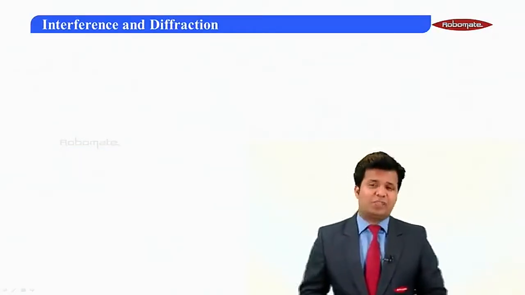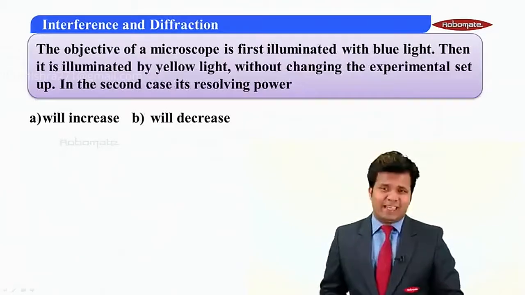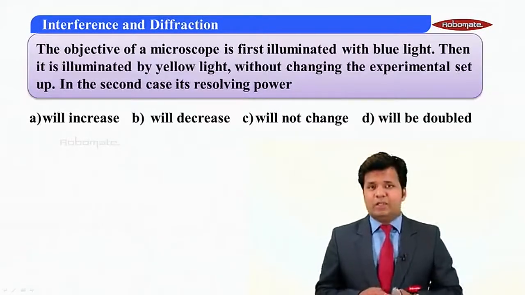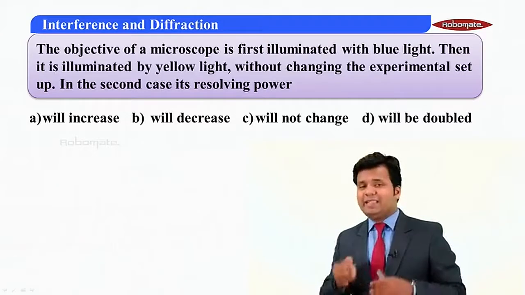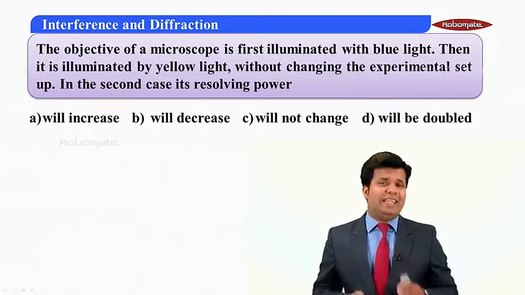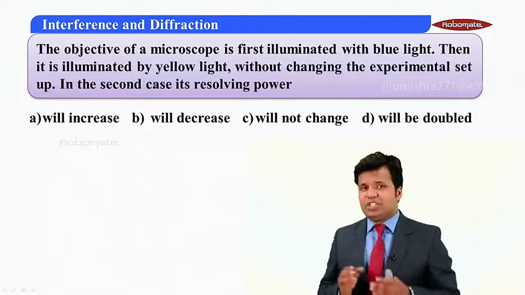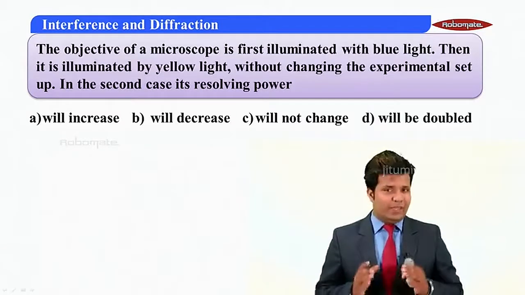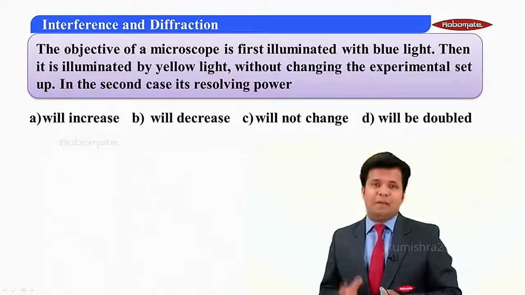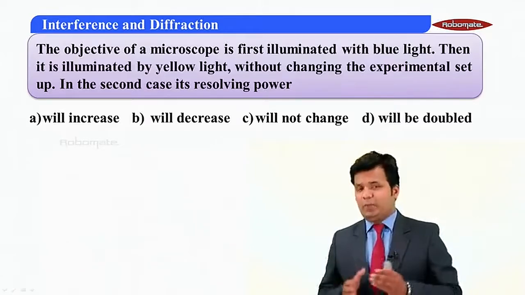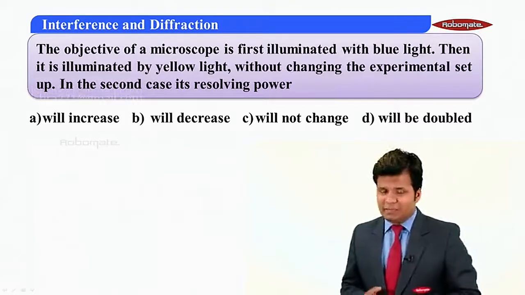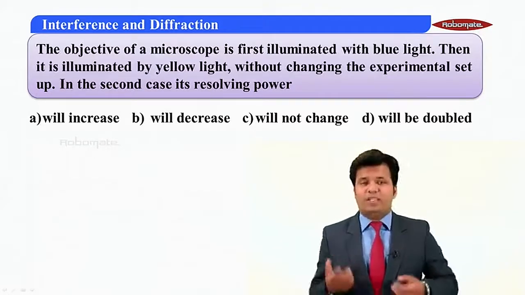Now here is your first question in this module. The objective of a microscope is first illuminated with blue light and then illuminated by yellow light, without changing any other conditions, that is, without changing the experimental setup. In this second case, what is going to be the resolving power as compared to the previous one? The options are: it would increase, it would decrease, it will not change, it would be doubled.